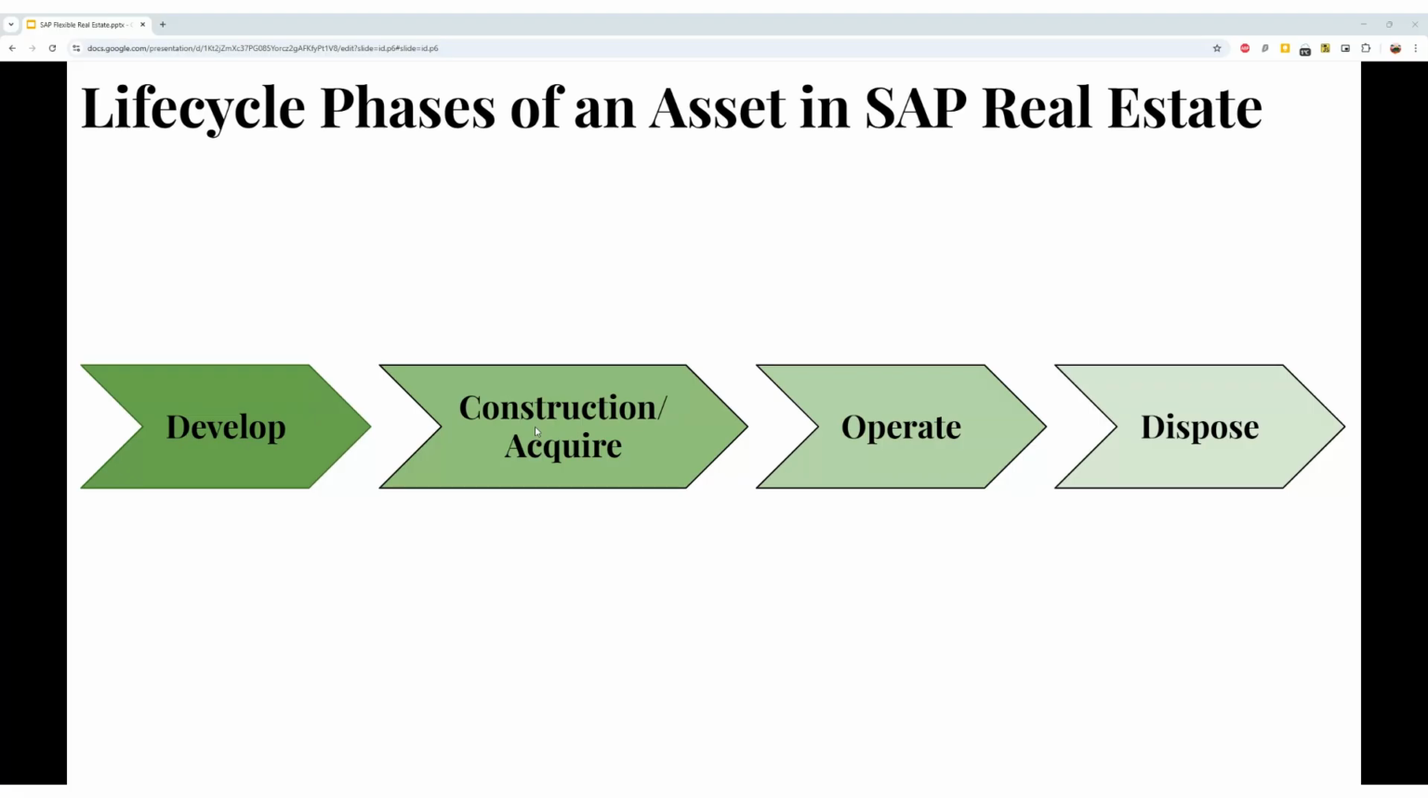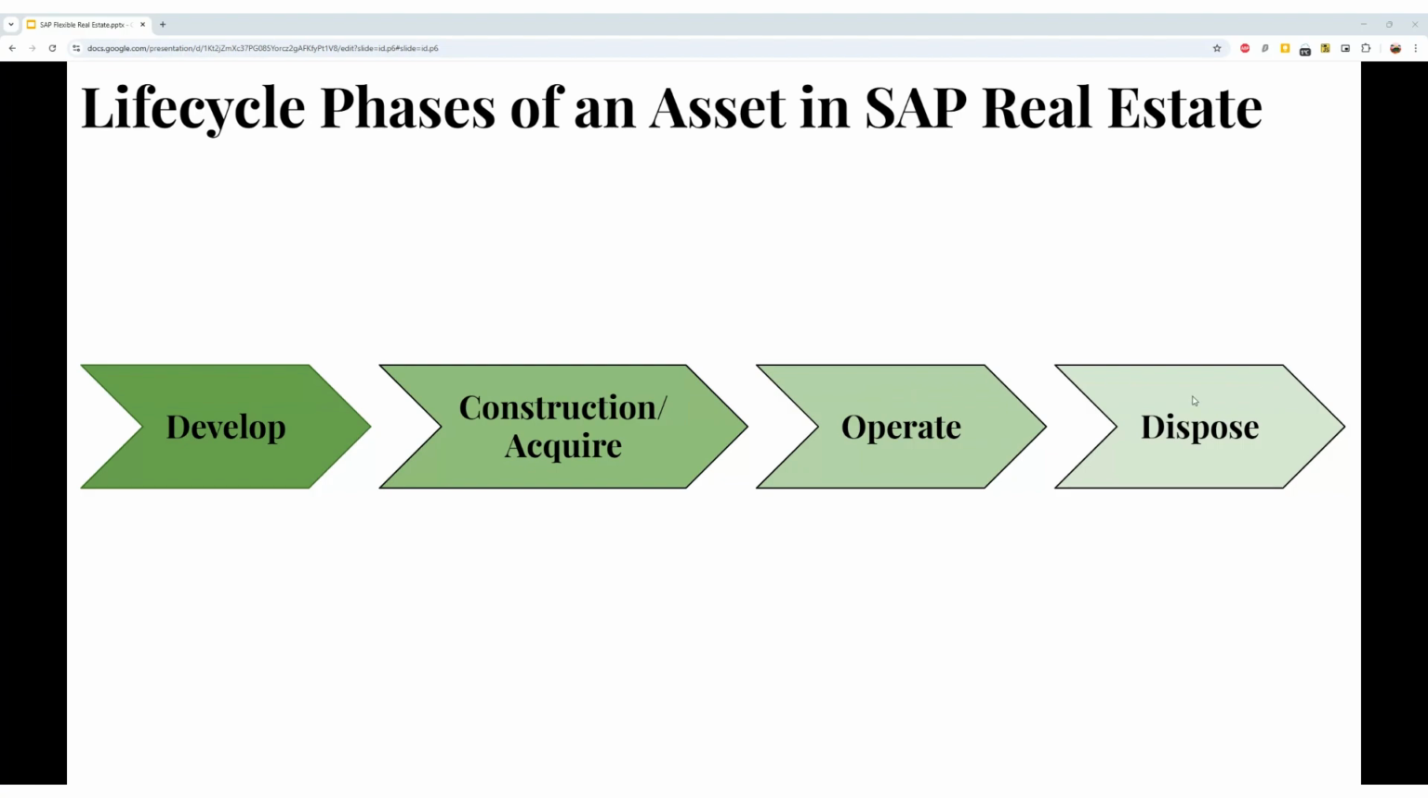After the asset is created, suppose in our case the shopping mall is created, then comes the operate phase. In the operate phase, the typical operations are the daily maintenance, any kind of incident report, like anything is broken or needs fixing, and the contract management, the lease-out contracts management. So this is the typical daily basis operation.